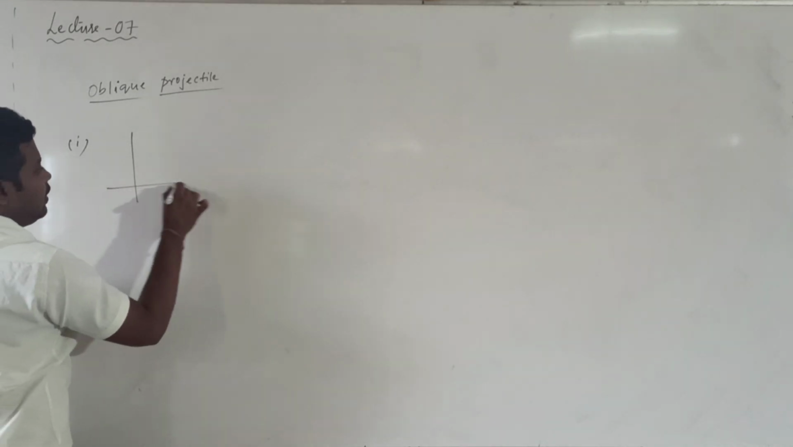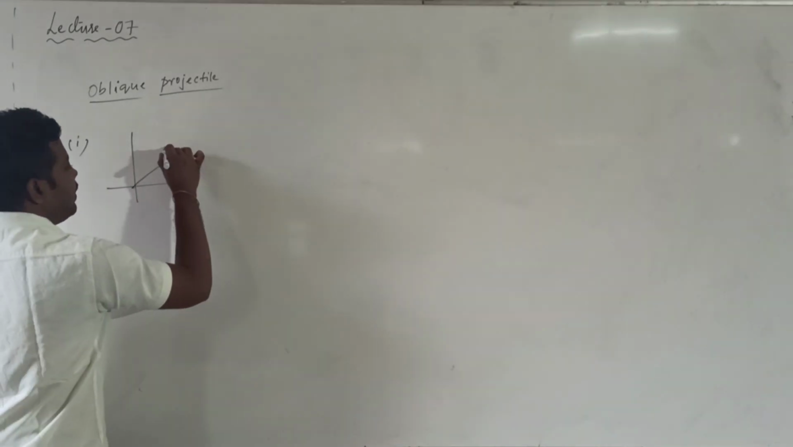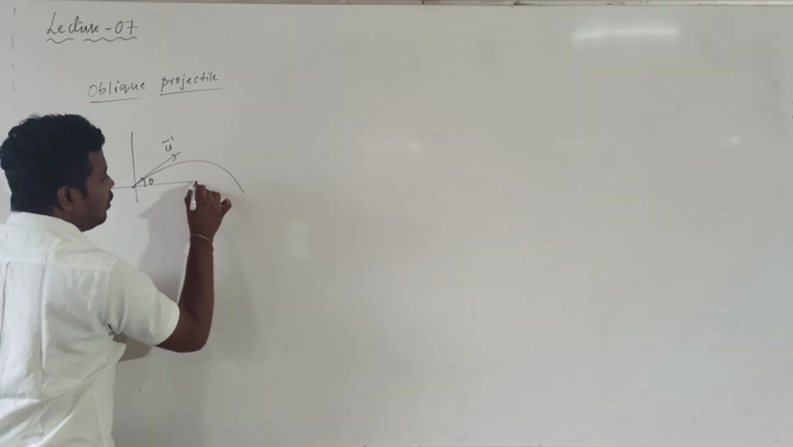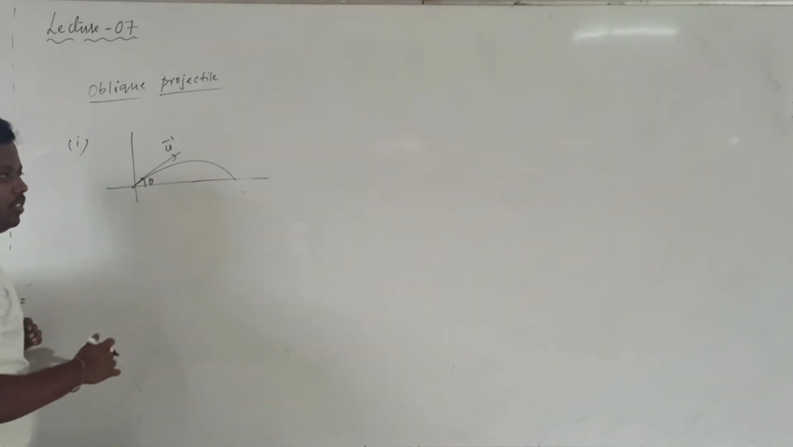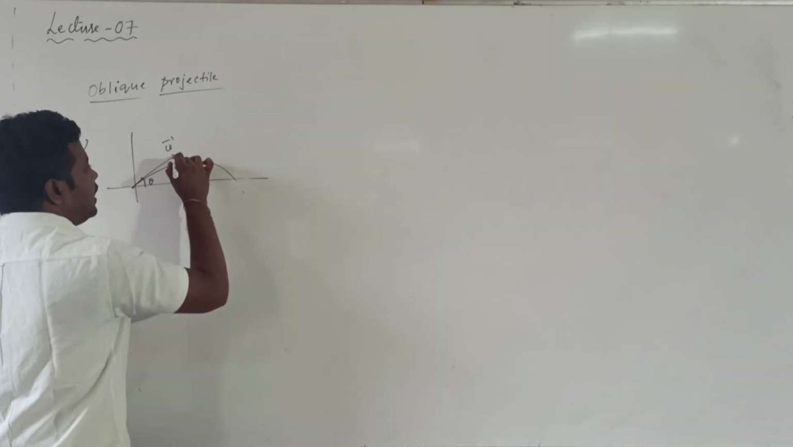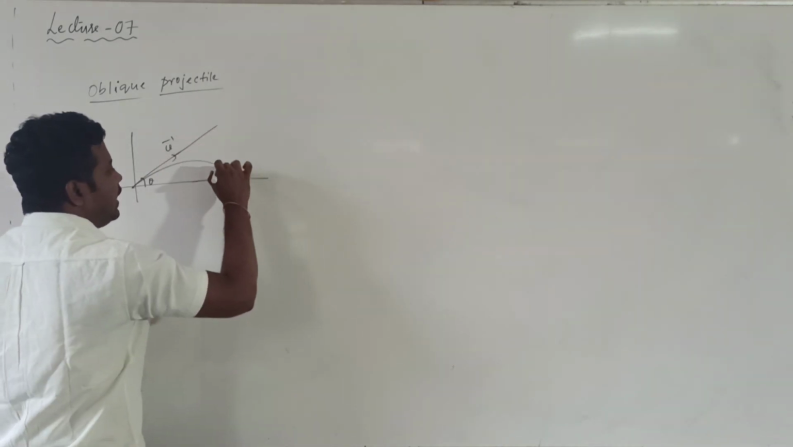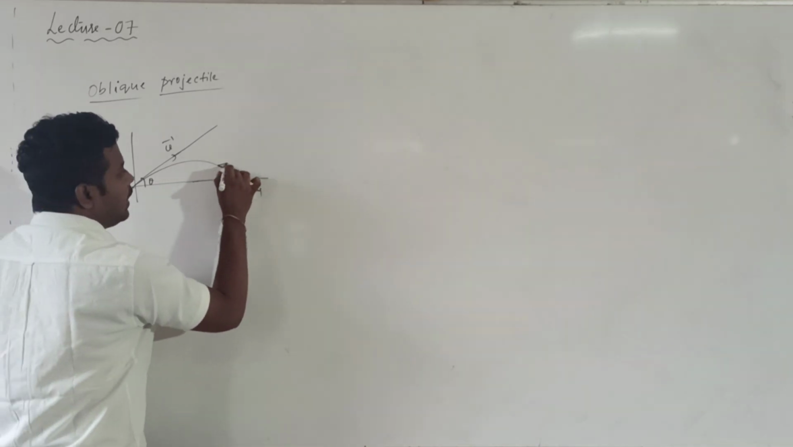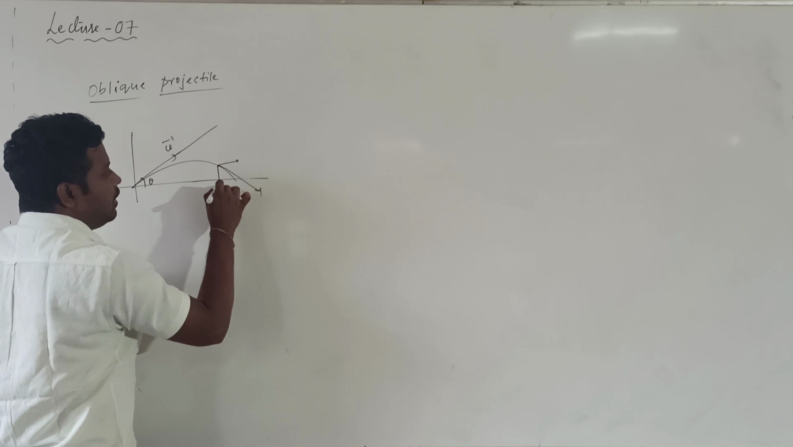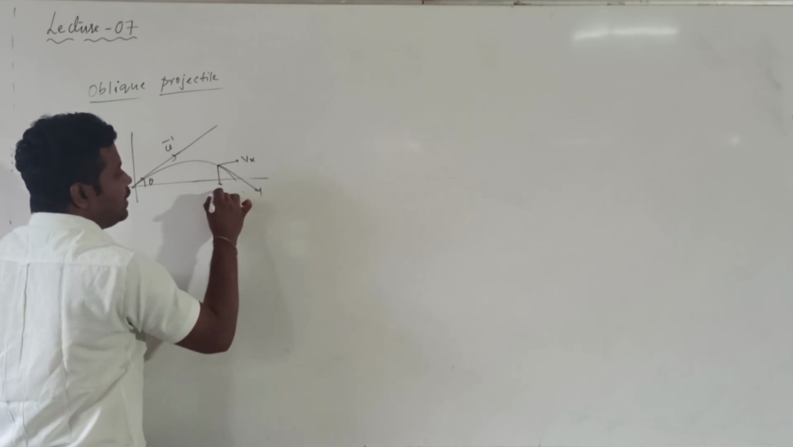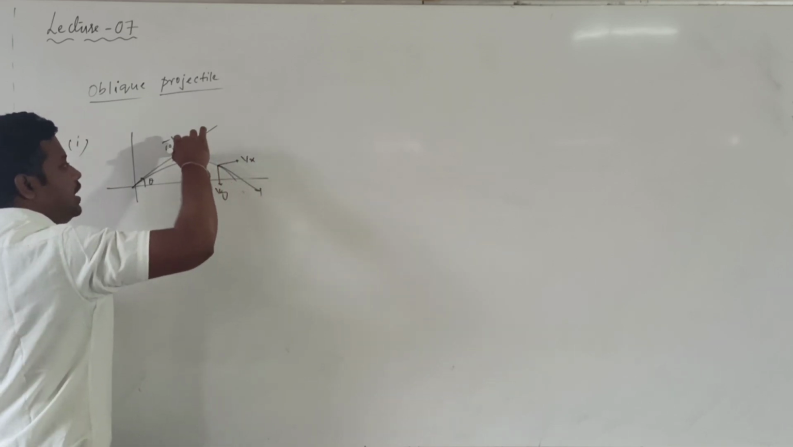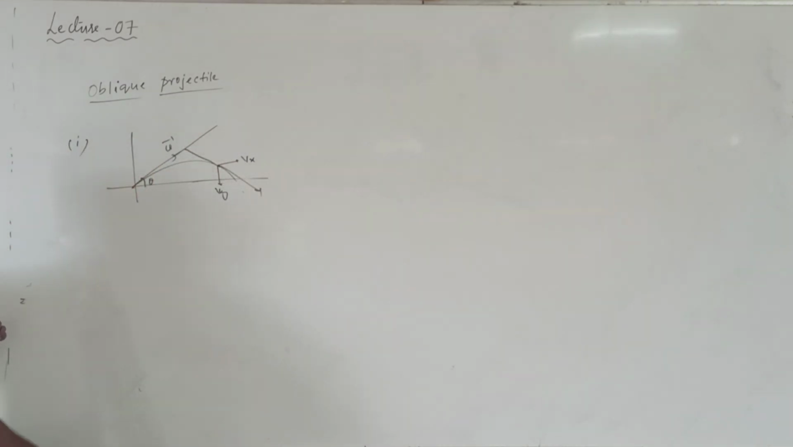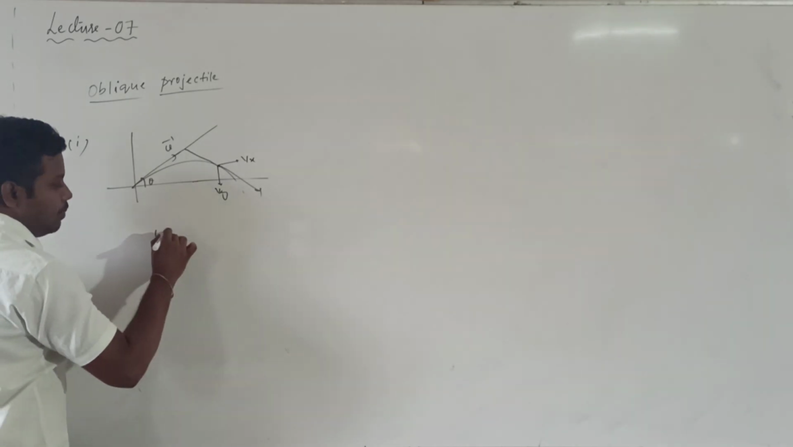The body is projected into space with the velocity u bar, making an angle theta with the horizontal. It follows this path, finally reaching the ground. What I want to calculate is the time after which the final velocity is along this direction. To calculate the final velocity, you need the horizontal velocity and the vertical velocity. This is the value of Vx and this is the value of Vy. The question is: after what time is the final velocity perpendicular to the initial velocity? Understood now?